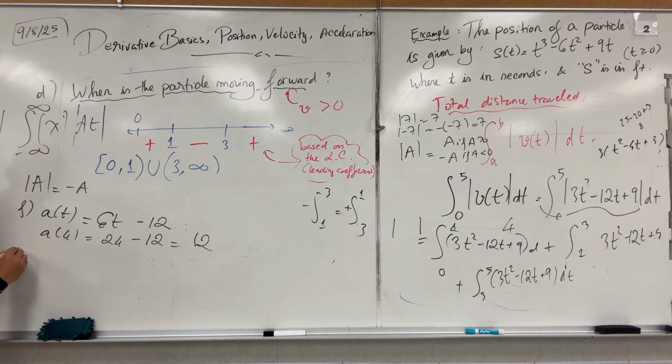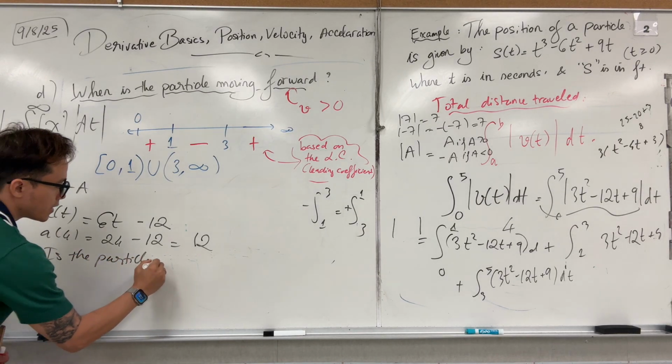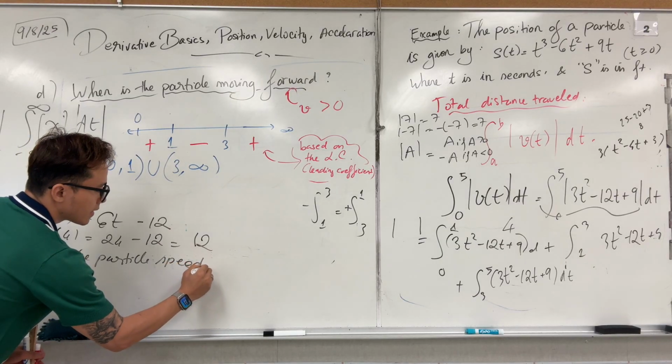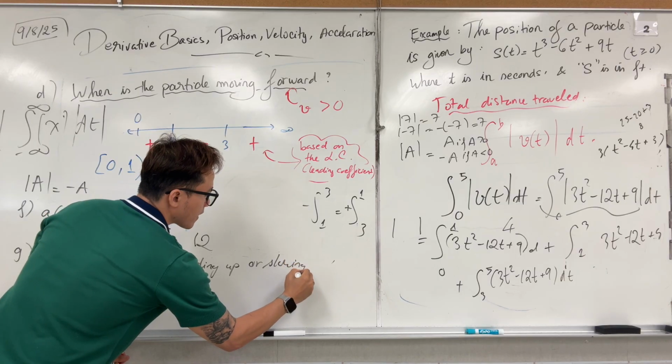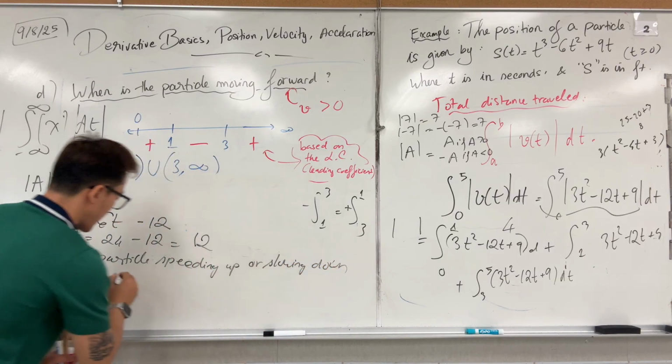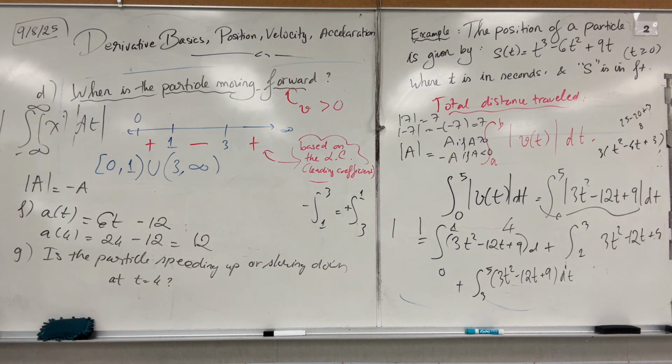Now the last one is: is the particle speeding up or slowing down at t equal to 4? At t equal to 4. Slowing down. Speeding up or slowing down when t equals 4? It's speeding up because the acceleration. How do you know it's speeding up? Because the acceleration is positive, no?